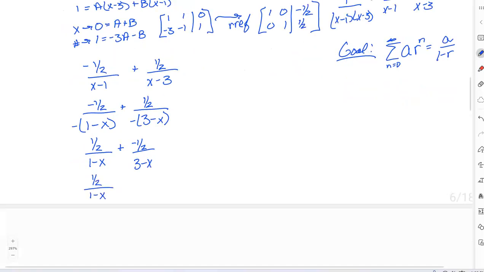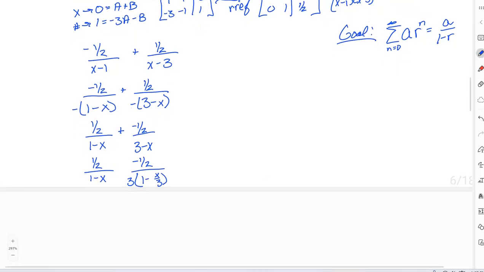And in that second fraction, let's pull out a 3 here, and that leaves me with a 1 minus x over 3. So if I think about negative 1/2 divided by 3, if I do keep change flip, that's going to be negative 1/2 times 1/3, which is negative 1/6. So I can simplify that second fraction as negative 1/6 over 1 minus x over 3.